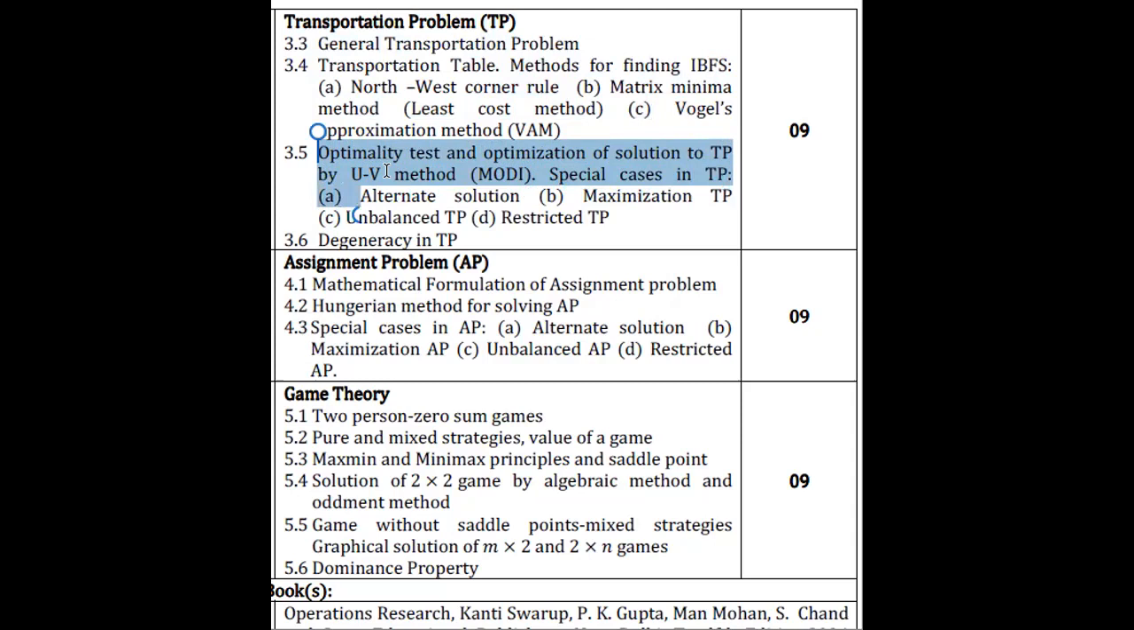After getting an initial solution, we test that solution for optimality, whether the transportation cost is minimum or not. So optimality test and optimization of solution of a transportation problem by UV method or modified distribution method. Again, there are different cases. We can have alternate solution in transportation problem, a maximization case in transportation problem, unbalanced transportation problem, and restricted transportation problem. This is degeneracy in transportation problem. So we will see what is a degenerate solution and how to resolve this degeneracy in transportation problem.